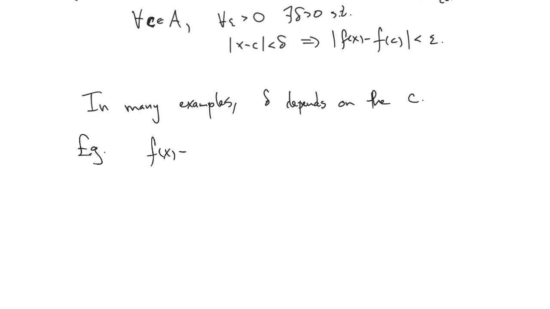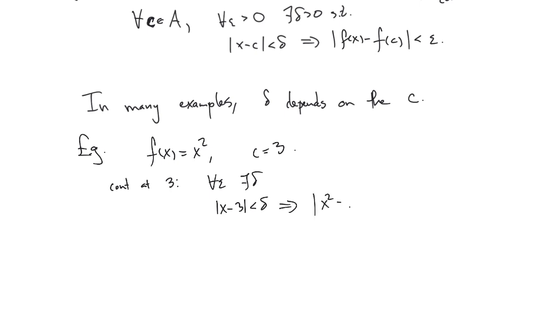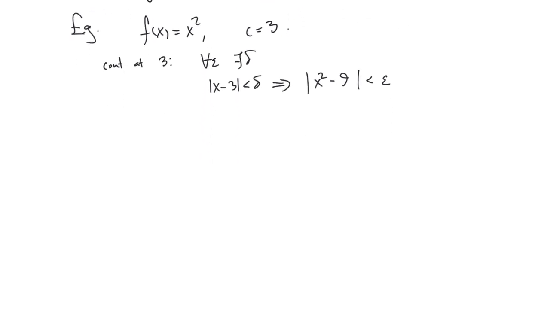How about this function? f of x equals x squared, c equals 3. When you do the proof that this is continuous at 3, the delta will depend on the 3, and we'll see why. So when we say this is continuous at 3 means, for all epsilon there exists delta, absolute value of x minus 3 less than delta implies absolute value of x squared minus 9 less than epsilon. You use f of x minus f of c, which will be x squared minus 9. And then if you were trying to write this proof out, you would do it in blue, like I always do. You factor this: x plus 3 times x minus 3.